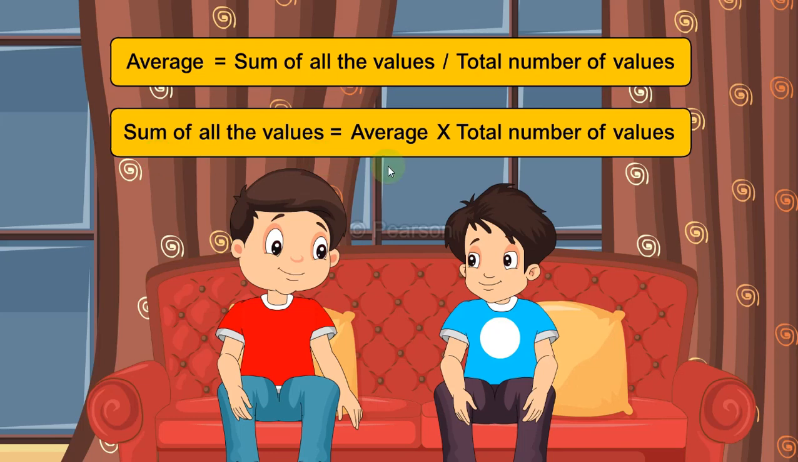If you know the average of some numbers and the total number of values of those numbers, you can find out the sum of all values. Okay, so how can you find it? Average multiplied by the total number of values. You will get the sum of the values.